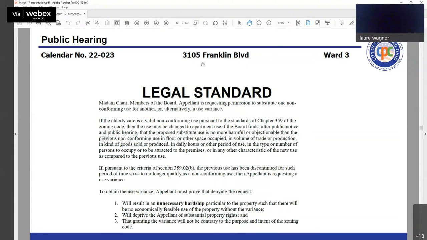If pursuant to the criteria of section 359.02(b), the previous use has been discontinued for such period of time so as to no longer qualify for a valid non-conforming use, then appellant is requesting a use variance. And to obtain the use variance, appellant must prove that denying the request will result in an unnecessary hardship particular to the property, such that there will be no economically feasible use of the property without the variance, will deprive the appellant of substantial property rights, and that granting the variance will not be contrary to the purpose and intent of the zoning code.